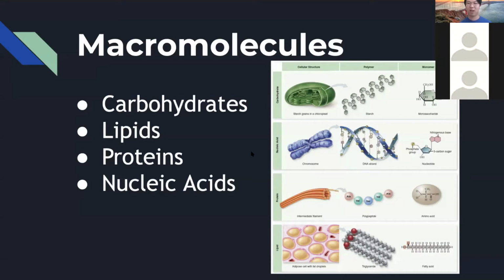So again, 4 macromolecules. You have carbohydrates, which are made up of monosaccharides. Lipids, they're made up of fatty acids. Proteins, they're made up of amino acids. Nucleic acids, they're made up of nucleotides. And so these are the 4 basic, I guess, components, building blocks of the rest of life.